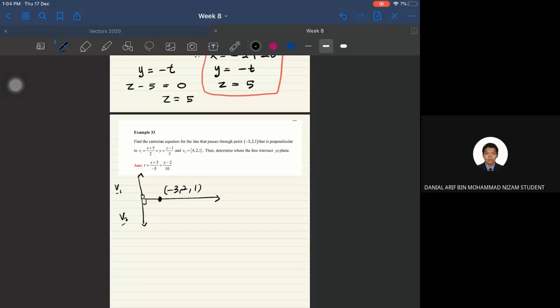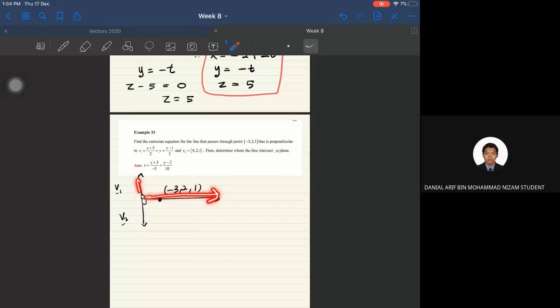So sekarang ni you ada masalah sebab you ada dua vektor. So vektor mana yang you nak pilih? Sebab you ada dua vektor kat sini. So you tak boleh pilih kedua-duanya. Okay. So you kena cari vektor that is parallel to this line.